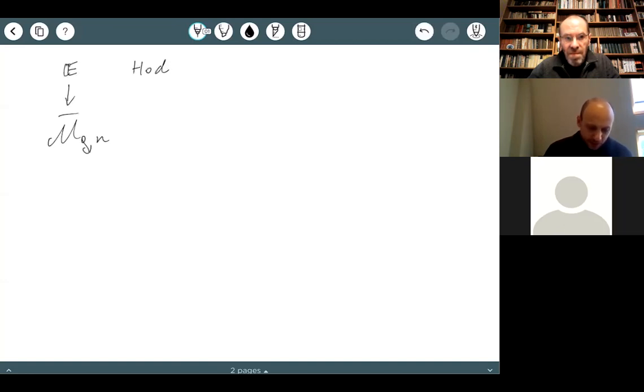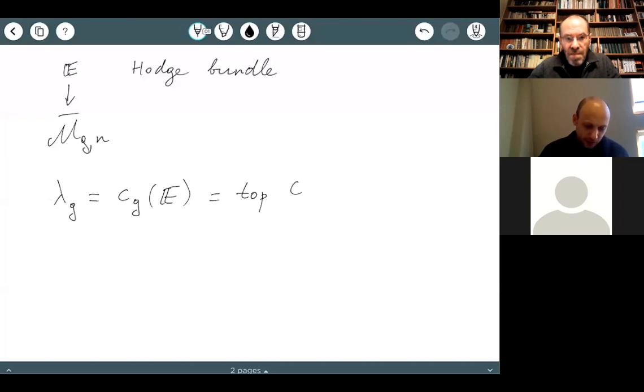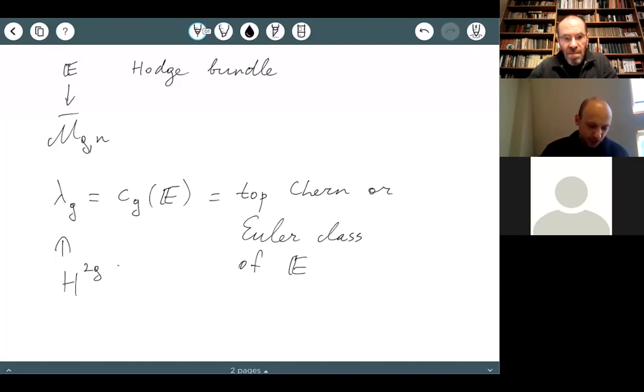So the Hodge bundle, I recall that it's a vector bundle of rank g, and we're going to denote by lambda_g its top term class or the Euler class. So right, c_g of E, it's the top term or Euler class of the Hodge bundle. So it lies in H^{2g} of M_{g,n} bar.